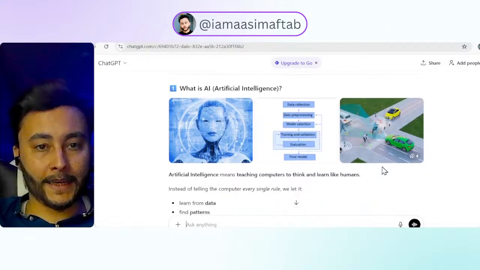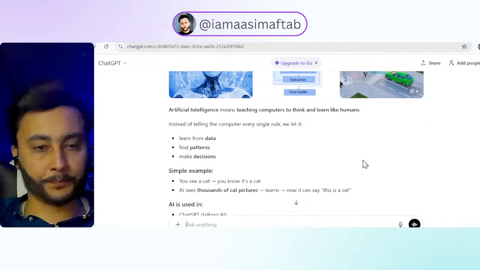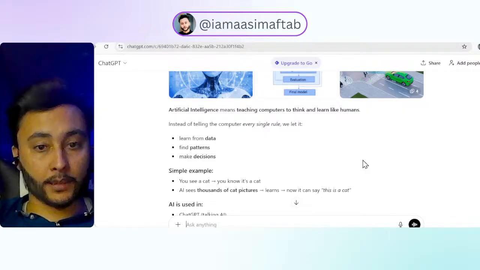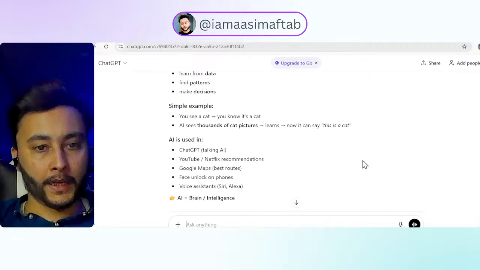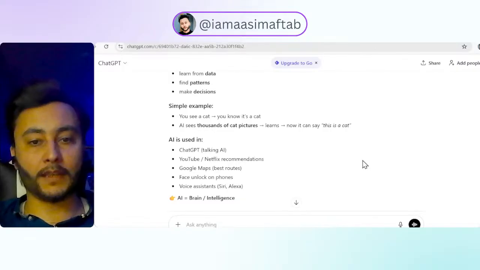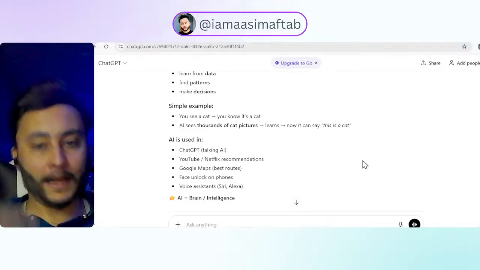What is AI or artificial intelligence? Artificial intelligence means teaching computers to think and learn like humans. Simple. Instead of telling the computer every single rule, we let it learn from the data, find patterns, make decisions. Simple example: you see a cat, you know it's a cat. AI sees thousands of cat pictures, learns, and now it can say this is a cat.